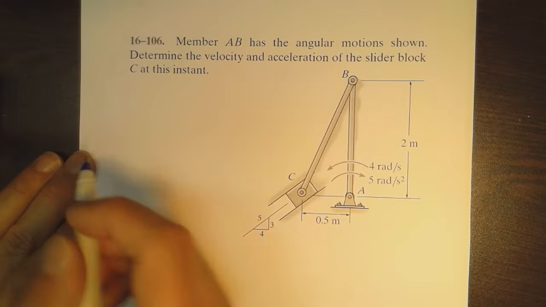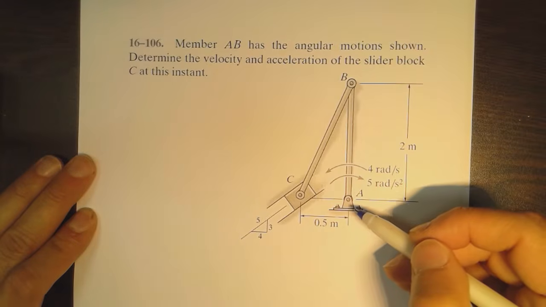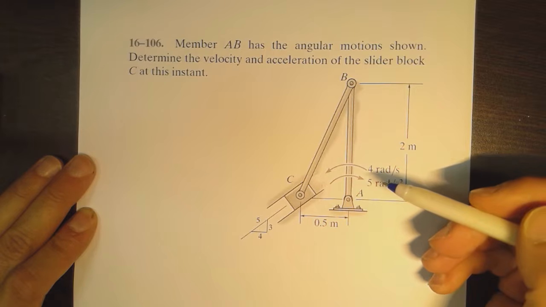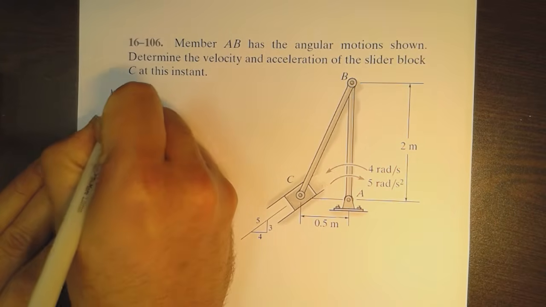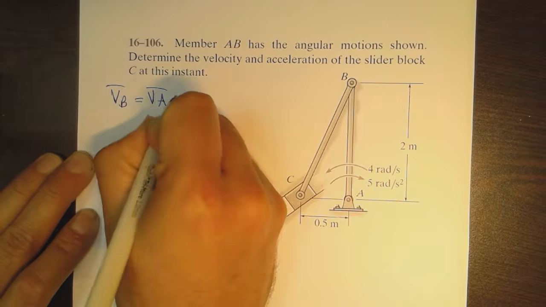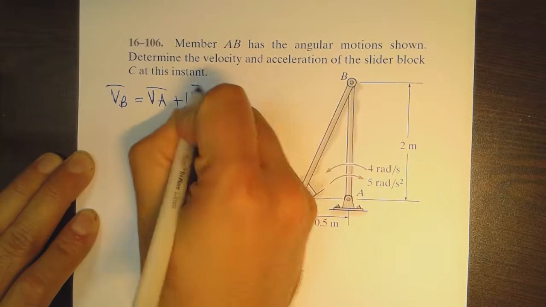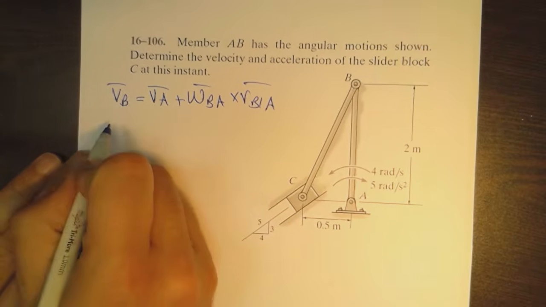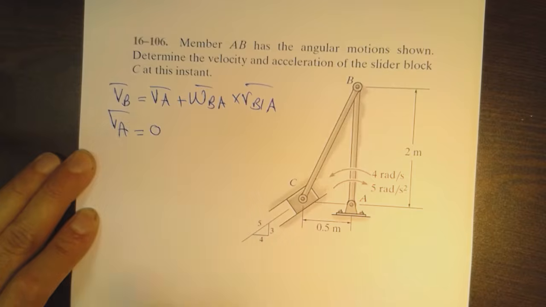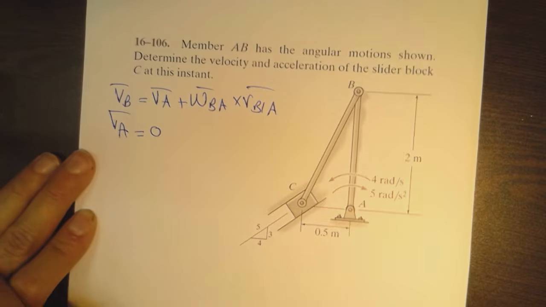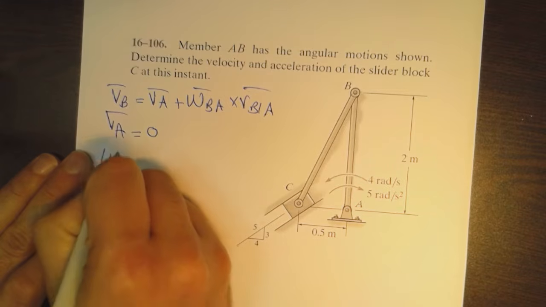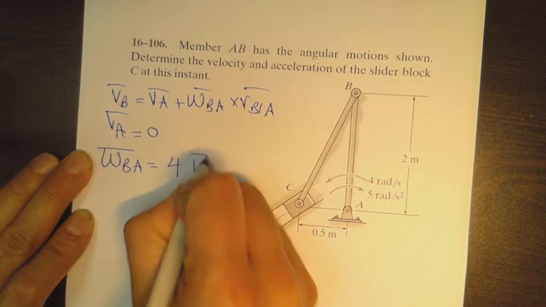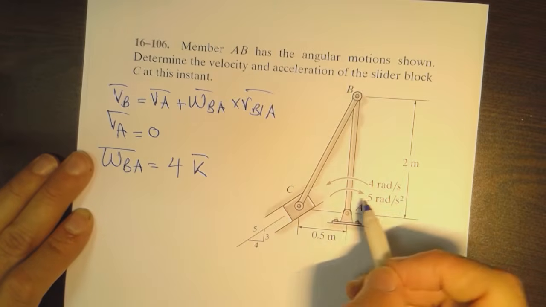We are going to start by relating the velocity of B with the velocity of A, and you can see the velocity of A is of course 0. So VB is equal to VA plus omega BA cross product RB with respect to A. VA is equal to 0. It is fixed. It's not moving. For omega BA, it is 4k, positive k. It is counterclockwise, given as 4 rad per second.